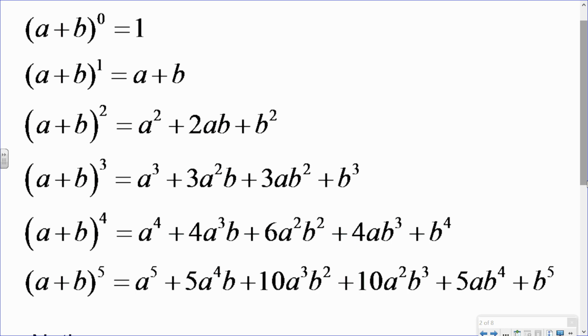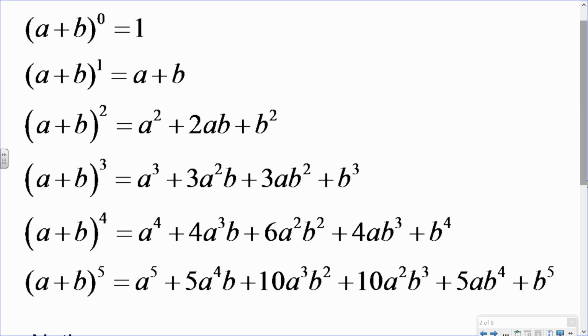Okay, excellent. So for the a's, I'll just look here at the bottom row. I start out with a to the 5th, and then I have a to the 4th, a cubed, a squared, a to the 1st, a to the 0. So the a exponents go down by 1 each time. Morgan, another observation.